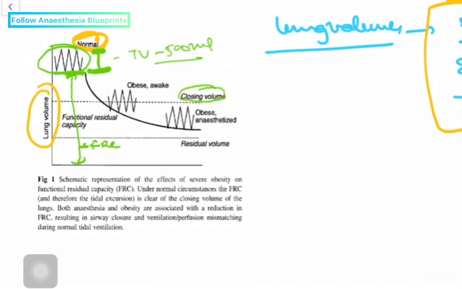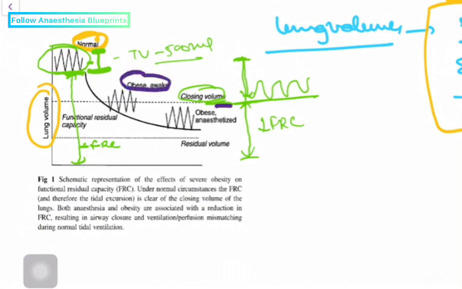Dotted line, you see the dotted line. This is closing volume. What does it mean? If these tidal volumes come here, the patient starts breathing below the FRC. So naturally FRC is decreased. At normal breathing, the patient's alveoli will start collapsing at this point of lung volume. Patient's alveoli will start closing, so atelectasis will occur. In the obese awake patient, they generally breathe at this point, where FRC is decreased, so alveoli will close.